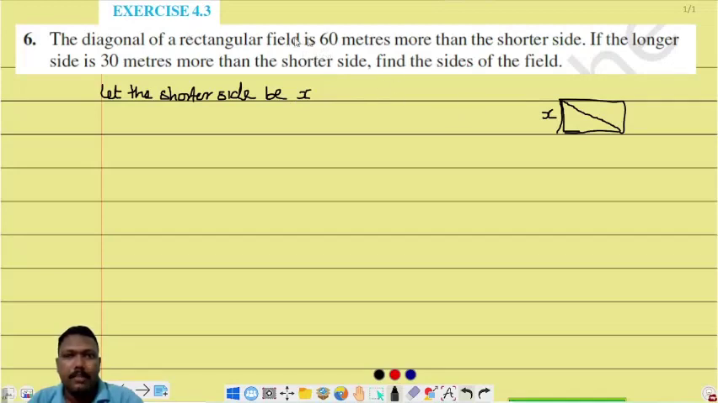Then the diagonal of the rectangular field is 60 meters more than the shorter side. So this diagonal will be 60 more than the shorter side, so x plus 60. And the longer side is 30 meters more than the shorter side. That means this longer side is x plus 30. Now we know this is a right angled triangle. So for this right angled triangle, we can use the Pythagoras theorem. Base square plus height square is equal to hypotenuse square. So I am going to apply that.